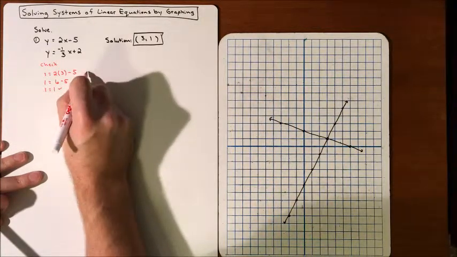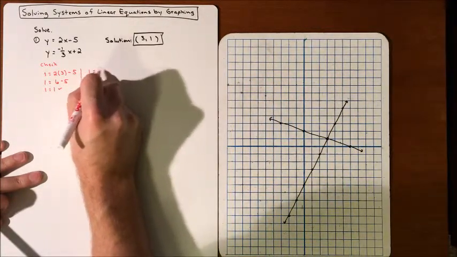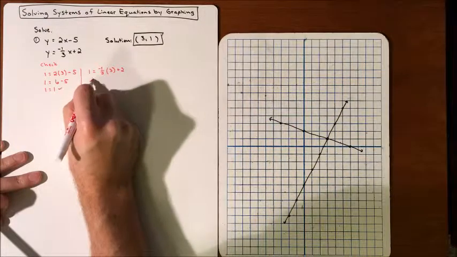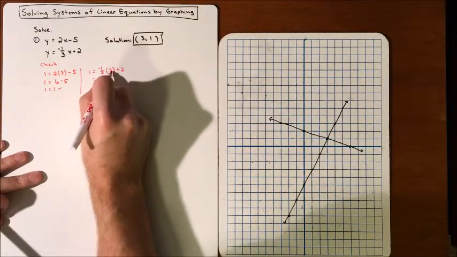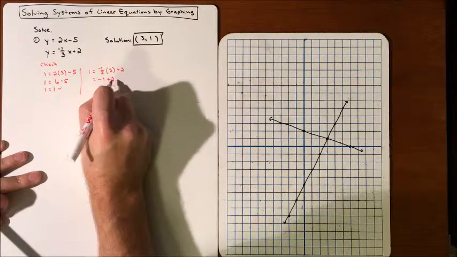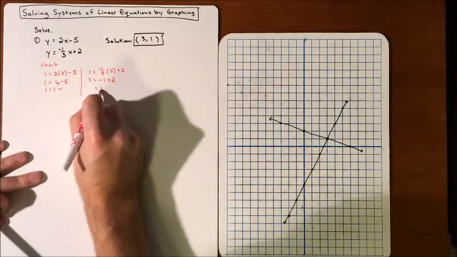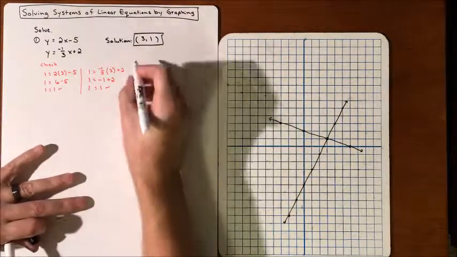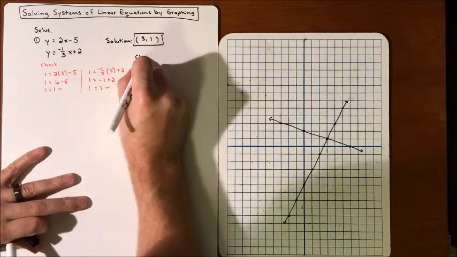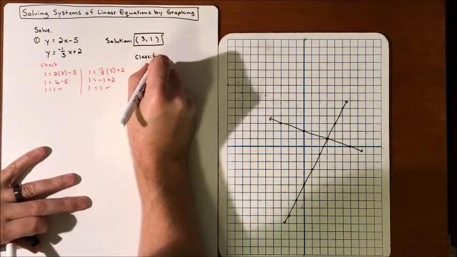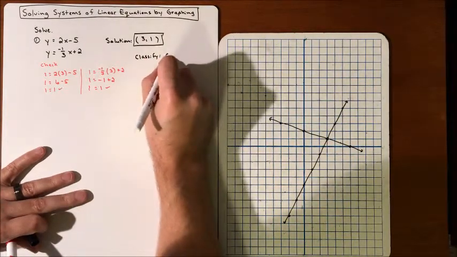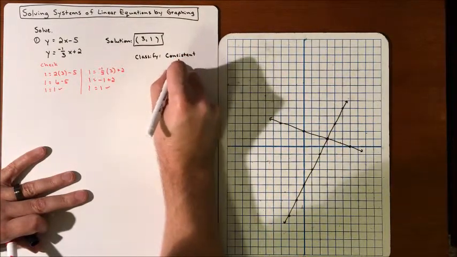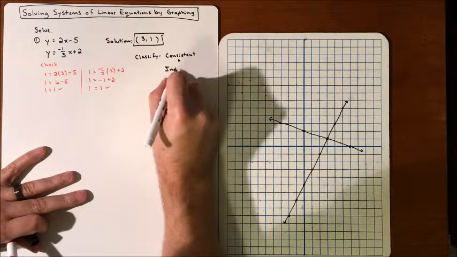First equation checks. Second equation, our y value is still 1, negative 1/3 times the x value of 3 plus 2. Negative times a positive is negative 1/3 of 3 is 1 plus 2, and this adds up to 1, so it checks. So our solution is 3, 1, and we're going to classify it. So, since we have a solution, it is consistent, but we only have one solution, so it's consistent and independent.